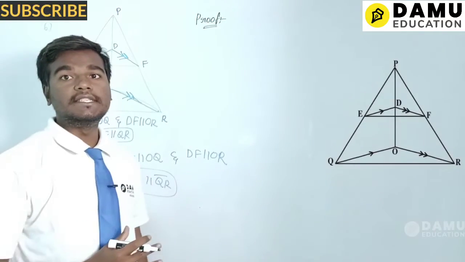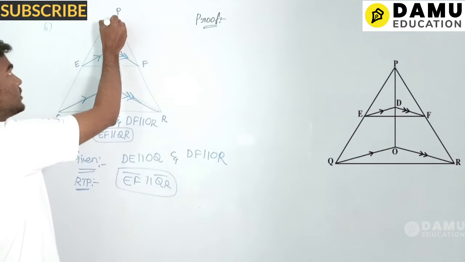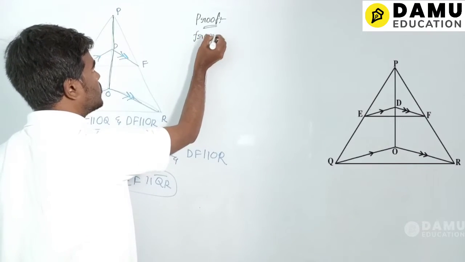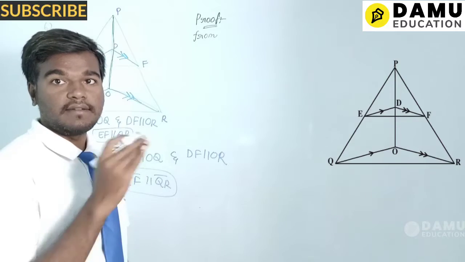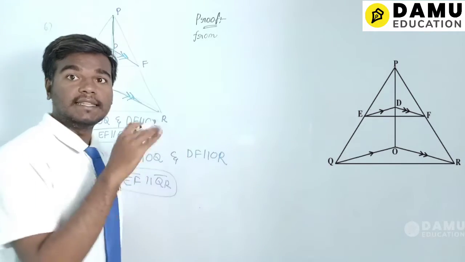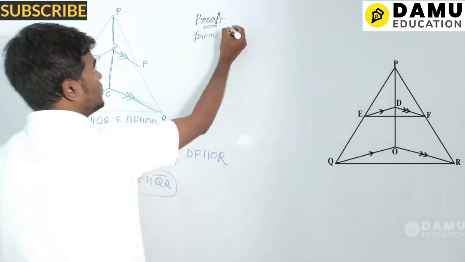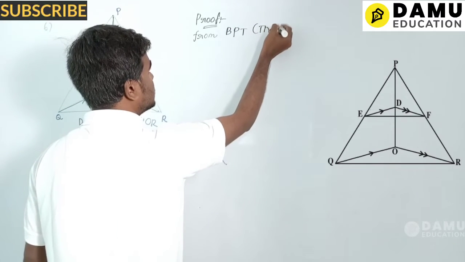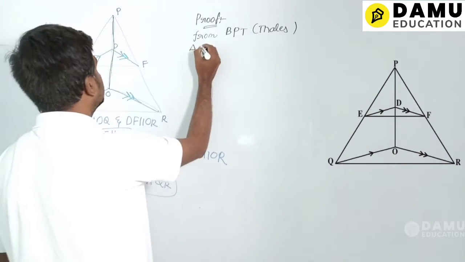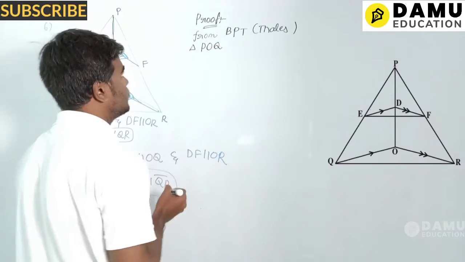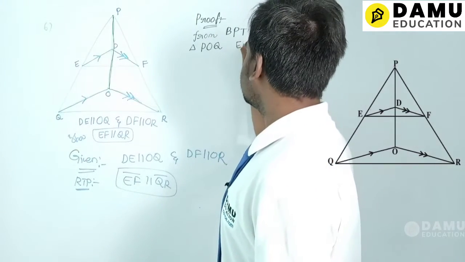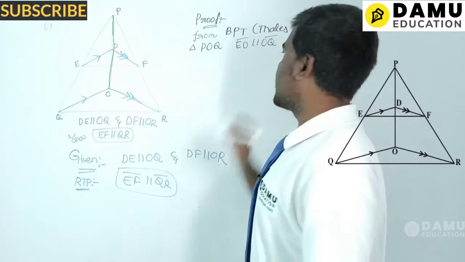You have to consider the triangles differently. By using Thales theorem, we are going to divide. If a line is parallel to the third side, it will divide the other two sides into equal ratios. That one we know, from the basic proportionality theorem, that is BPT, Thales theorem. So from triangle POQ, ED is parallel to OQ.